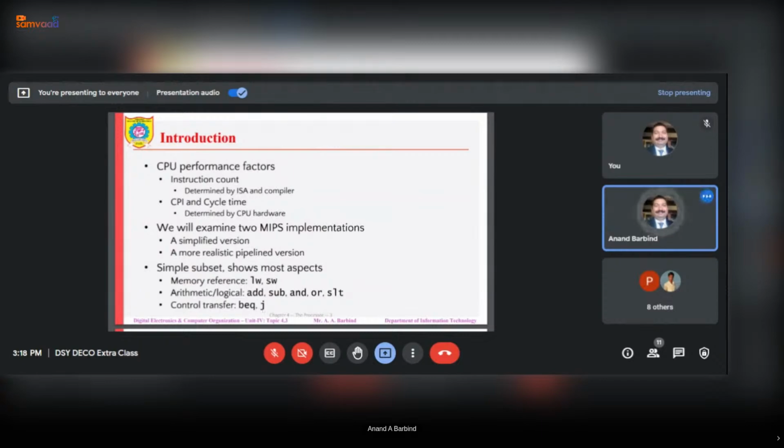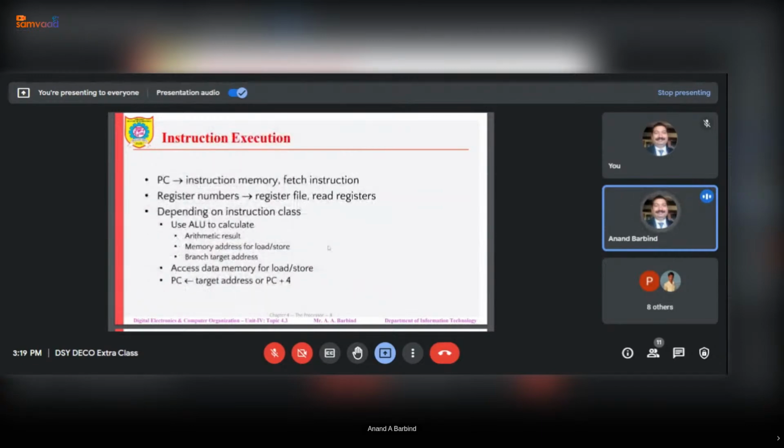Whatever program you need to write, you need to make use of only these instructions, or only these instructions are available in the MIPS processor. So this is reduced instruction set computing.